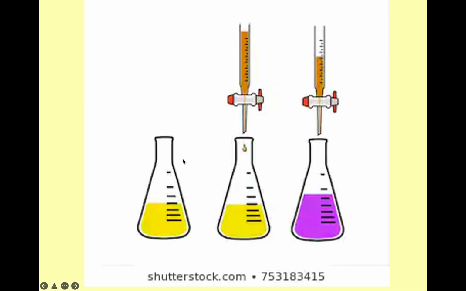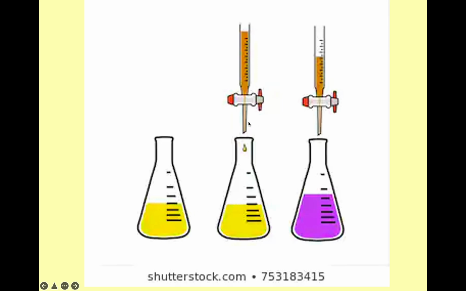Now the equivalence point is where the moles of acid equal the moles of base, but how do you know that that is it? Because both of them are colorless substances. So how do you know it changes? Well, what you do is you put an indicator in there. An indicator is something that is going to change the color.